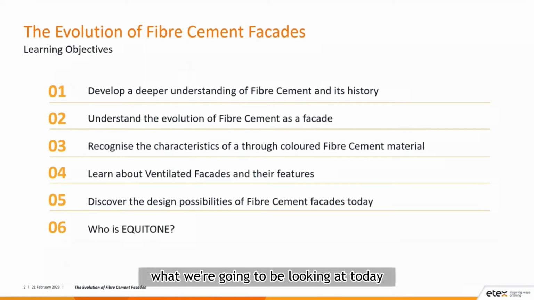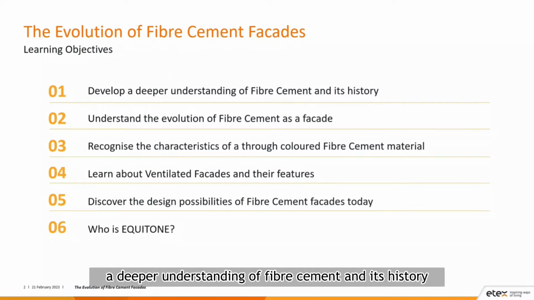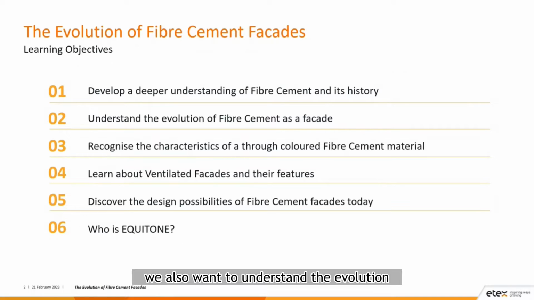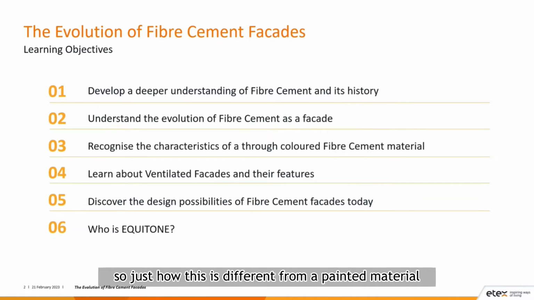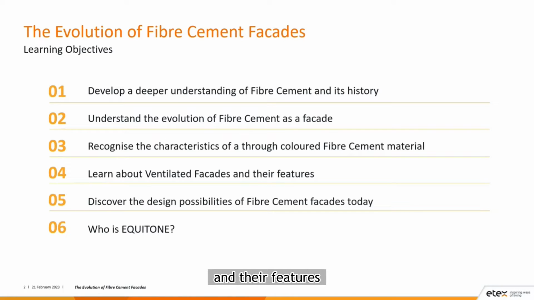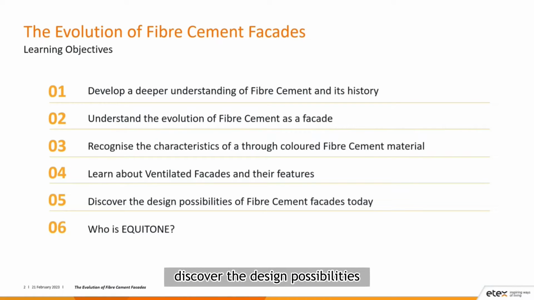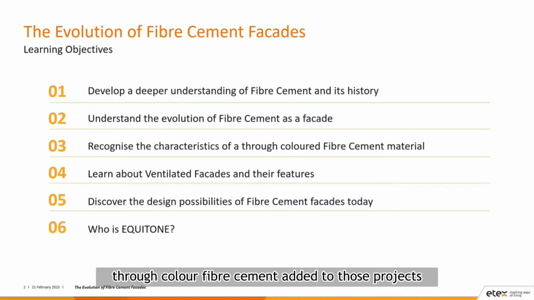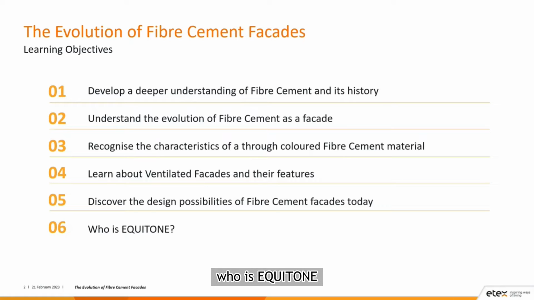What we're going to be looking at today is developing a deeper understanding of fibre cement and its history. We also want to understand the evolution of fibre cement as a facade. We want to look at the characteristics of a through colour fibre cement material, just how this is different from a painted material. We also want to learn about ventilated facades and their features. Discover the design possibilities of fibre cement facades today. So we'll have a look at some projects all around the world and see what the through colour fibre cement added to those projects. And also, finally, who is EQUITONE?